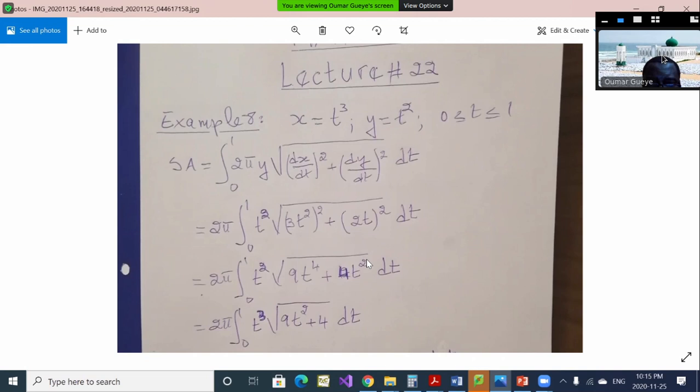Sir, when we take t squared as common from 9t to the power 4 and 4t squared, shouldn't it be t to the power 4 instead of t cubed? Now you take it out, it becomes only t. You take t squared out of the square root. Oh, okay, sir. I got it. Thank you. You're welcome. It was t squared, but when you take it out of the square root, it becomes only t. You multiply by t squared. Is that okay?